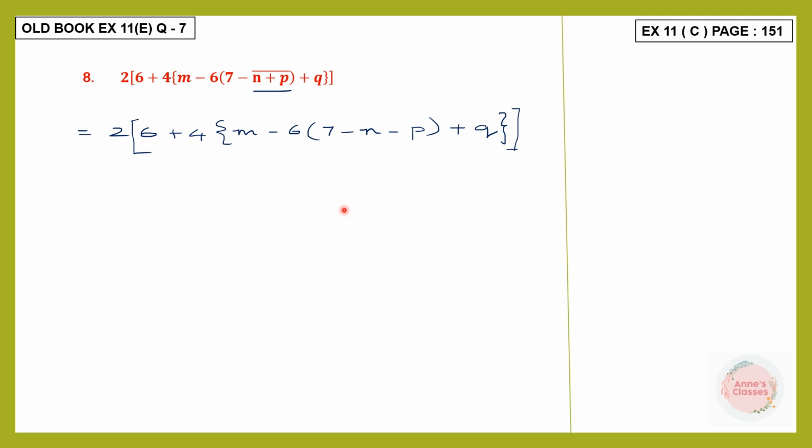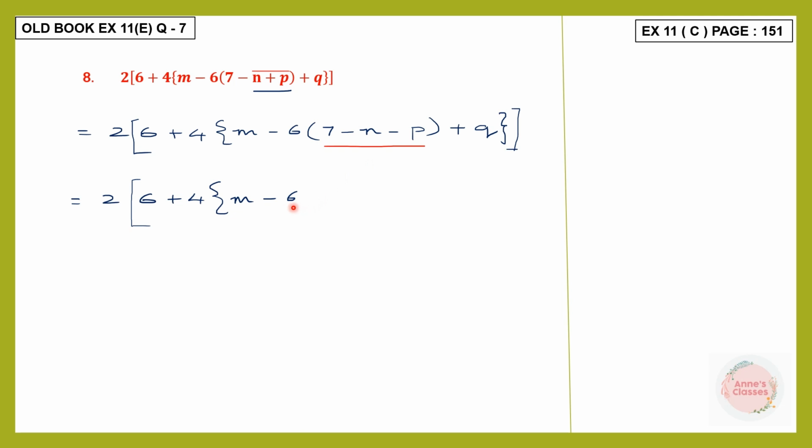Now the next thing that we need to do is we have to remove the parenthesis. So here we need to work out what's within this. So let's write 2 into 6 plus 4 into m minus 6. Now here what do we have inside? 7 minus n minus p. We cannot simplify it. So now we are going to multiply 6 into each term inside.